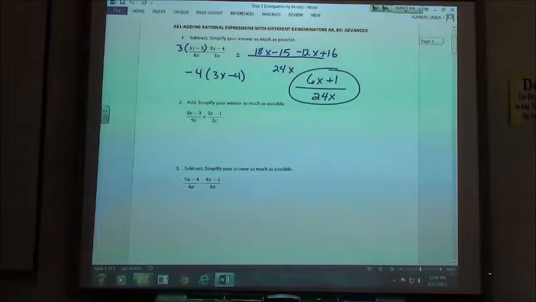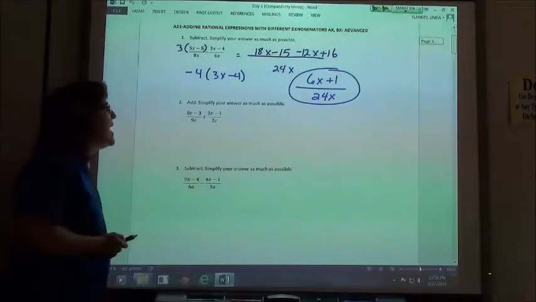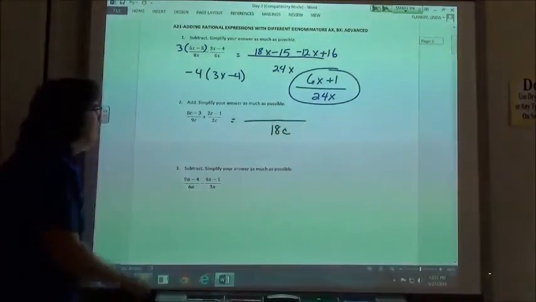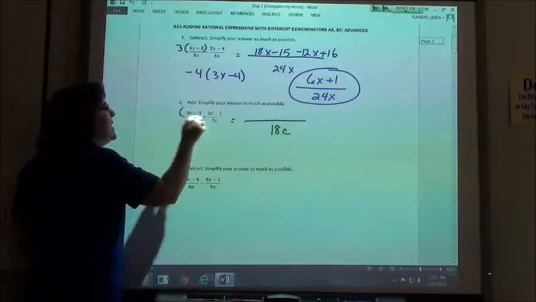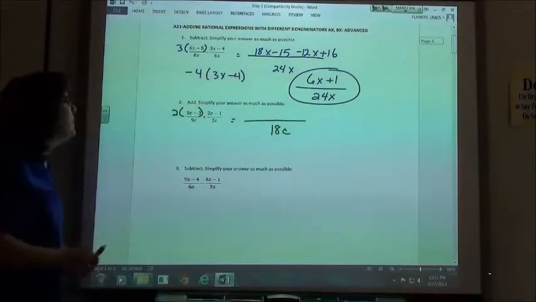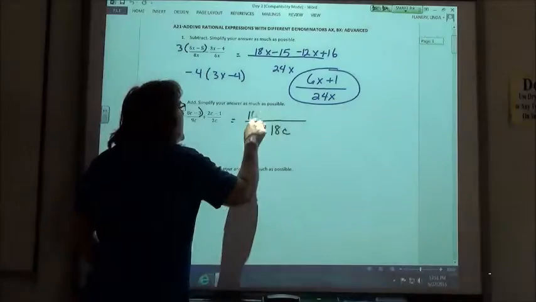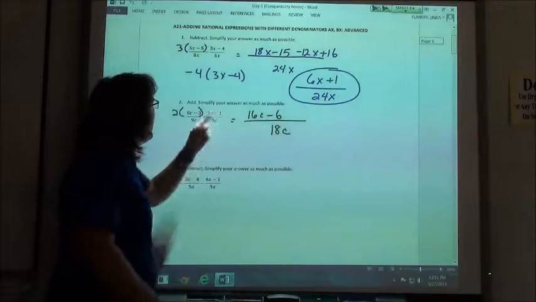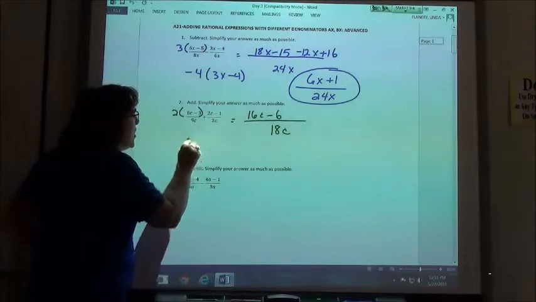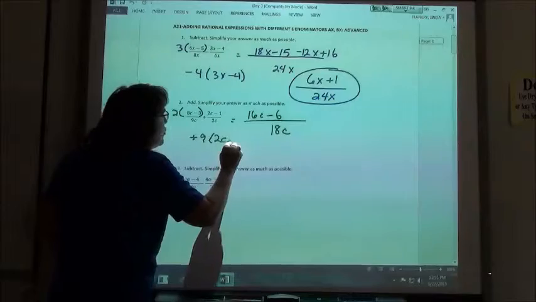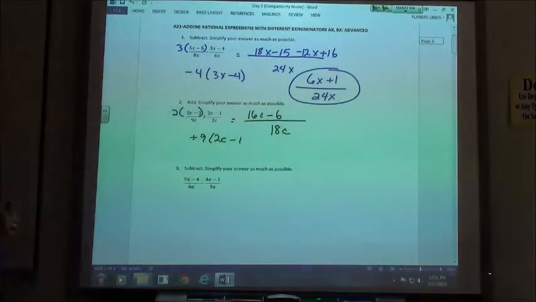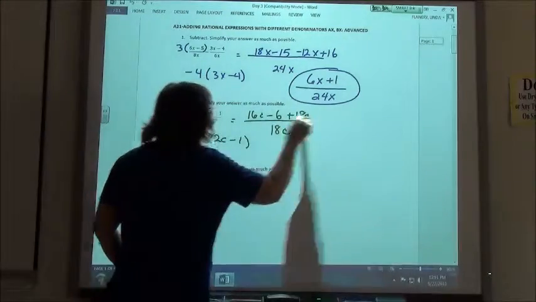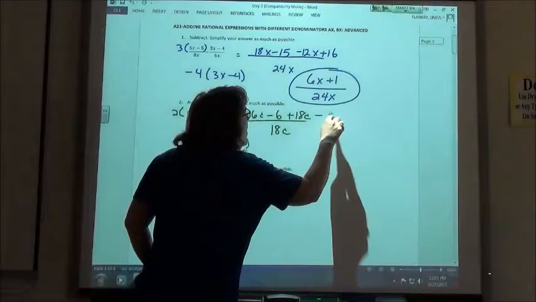So if I look at number 2, if I have denominators of 9c and 2c, my common denominator then is going to be 18c. 9c would go into 18c 2 times, so I'm going to take 2 times the top. I'd get 16c minus 6 then. 2 goes into 18 9 times, so this is a plus on this one, so plus 9 times that 2c minus 1, since I don't have room to smush it in there. If I multiply that out, I'm going to get a plus 18c, and a positive 9 times a negative 1 is a minus 9.